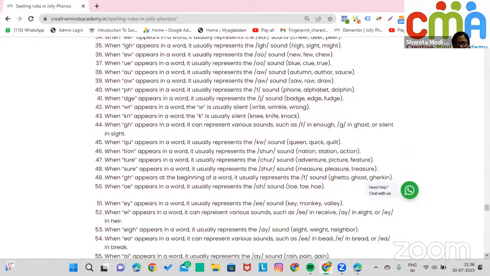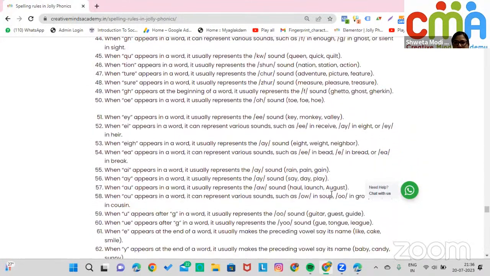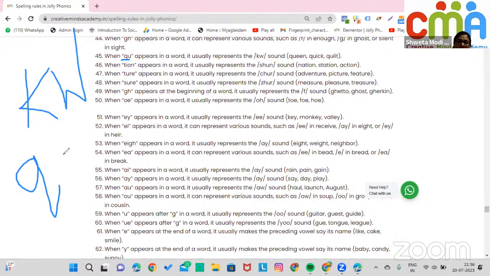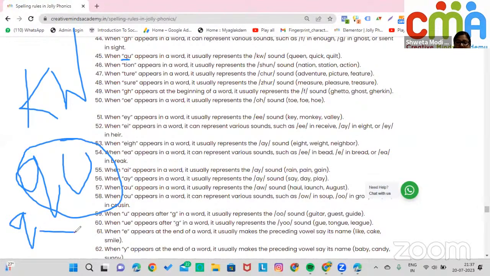Okay, we have to start from this. QU. Quer. So QU is actually quer sound. You will never find a Q without U. So they are best friends. They'll always be together. You will not have Q followed by any other letter. It will always be U.